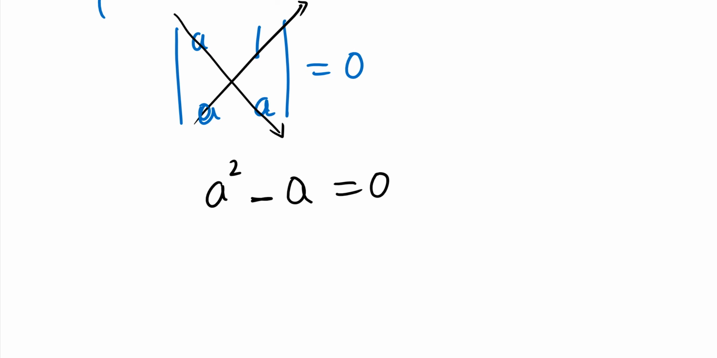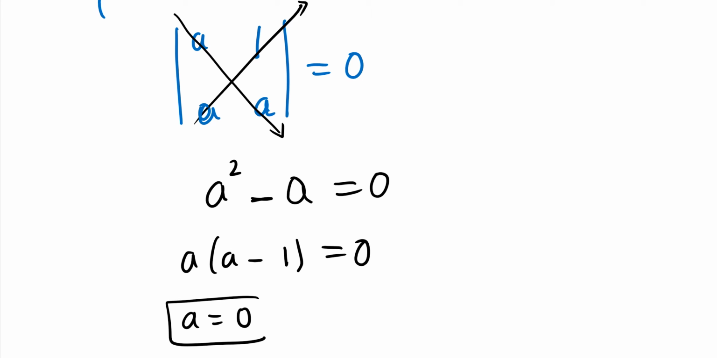Now we can solve this equation. How do we solve it? We can factor a out. a times (a minus 1) equals 0. So then in this case, a is 0 or a is 1. There are two values of a that would make that equation correct.